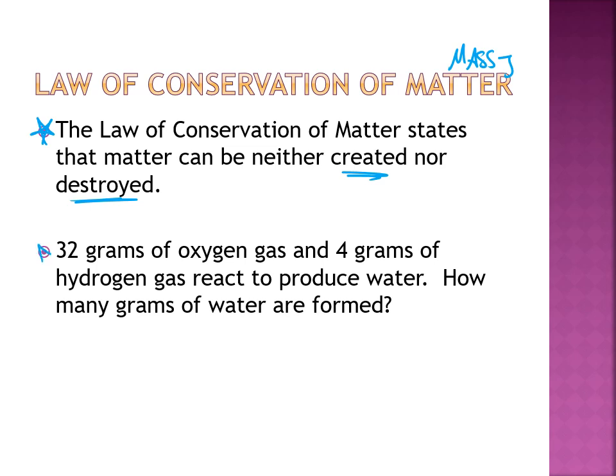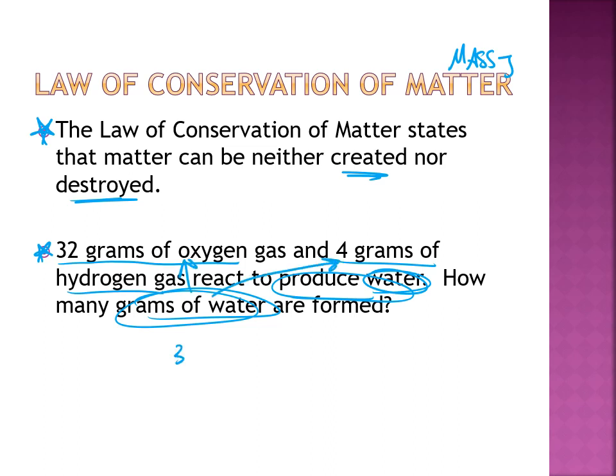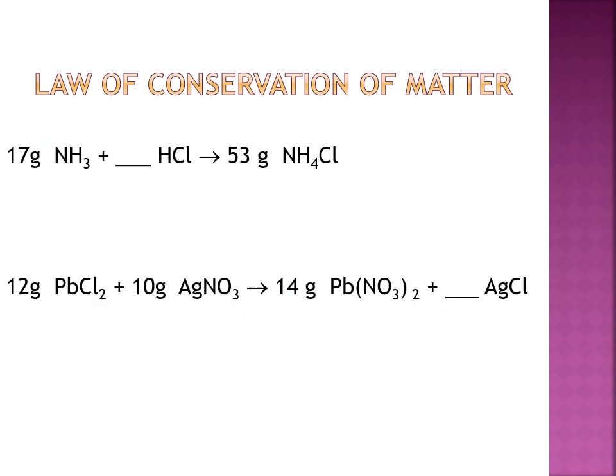So how this applies to chemistry, let's say that I've got 32 grams of oxygen gas and 4 grams of hydrogen gas, and they're going to react to produce water. Well, all the grams of water that we can make have to come from the grams that we're starting with. We combine those oxygens and hydrogens to make water. We can make a total of 36 grams of water. So how many grams of water can be formed? 36 total grams.